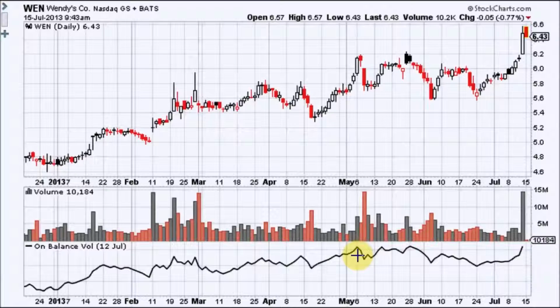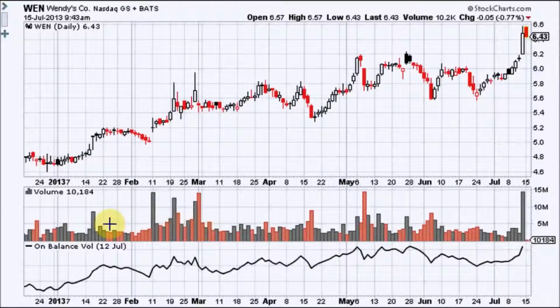Chartists can use OBV to confirm the underlying trend or to look for divergences that may foreshadow a price change. So this is a good indicator for predicting what a stock might do next. That's why I find this one very useful.